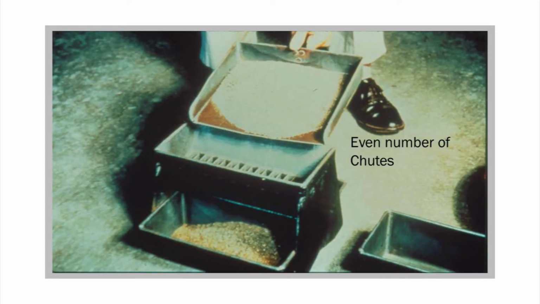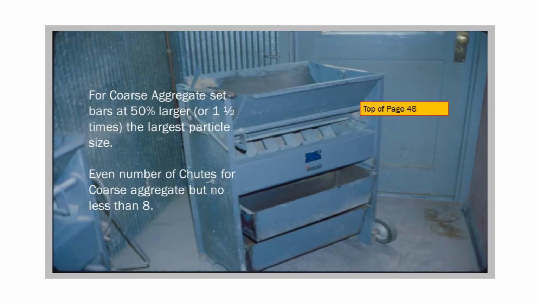When splitting fine aggregates like concrete or asphalt sand, the minimum number of chutes required is 12. Splitters should always have an even number of chutes to ensure an even split. Coarse aggregate splitters have adjustable chutes. The opening must be 50% larger, or 1.5 times, than the largest particle in the sample. What should the openings be set for a sample containing a top-size particle of 1? If you said the opening should be 1.5, you are correct.